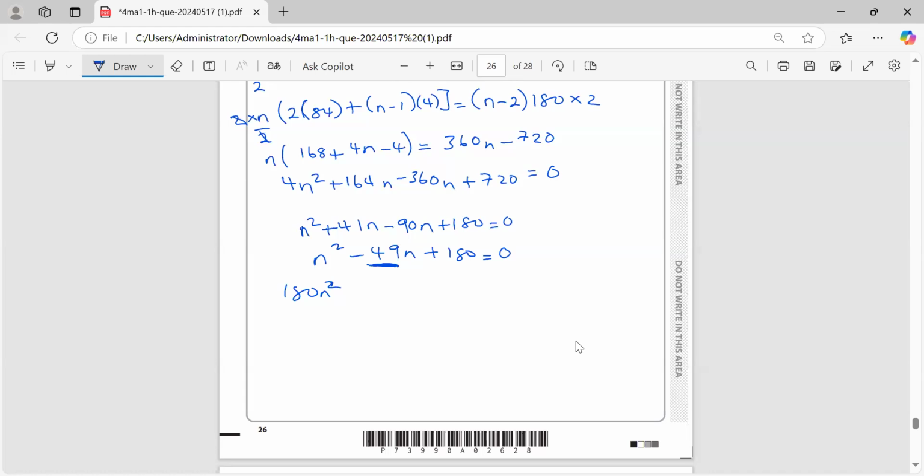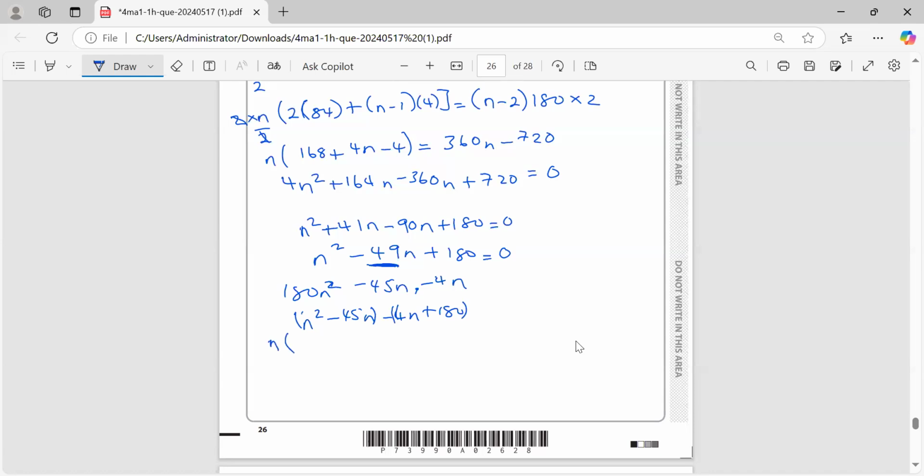So I'll get negative 45n and negative 4n, right? So I'll take the original equation, which is n squared, and then I'll replace minus 49n with minus 45n, and then minus 4n plus 180, right? And then I pair them up.